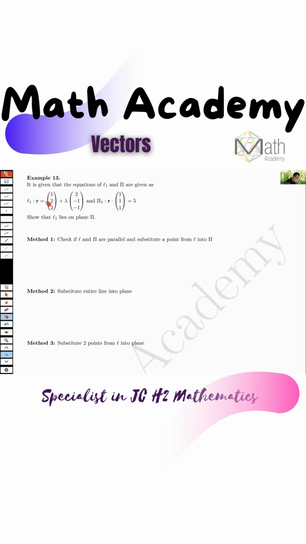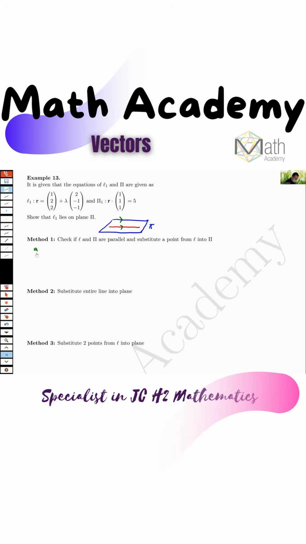So I've got this L1 and this pi 1 plane. Okay, let's check if L1 will lie on pi or not. So first method is, if you want to know this is on pi, again, we visualize. If you have pi, you want to have the line directly on the plane. First check is always, are they parallel?